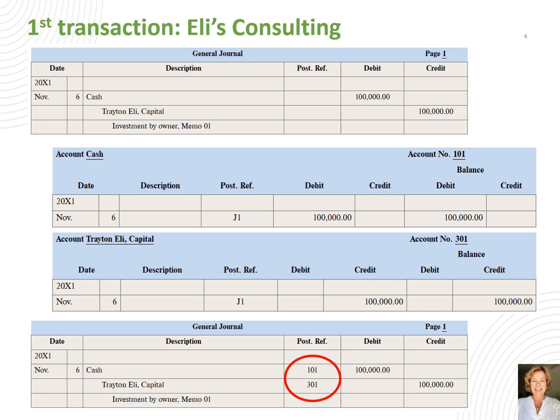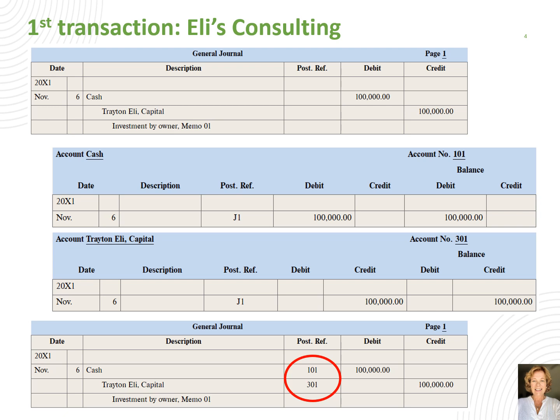So our first step is to pull up the account cash and write the date of the transaction in the date column and enter a description. In the posting reference column, we'll write the page number on which the general journal was recorded and write the debit of $100,000 into the debit column. Next, we'll calculate the balance of the account. This was the first transaction for Eli's Consulting, therefore, there's no prior balance for the bank account.